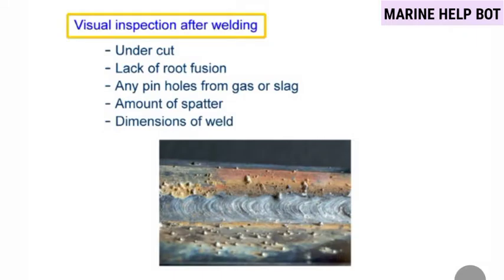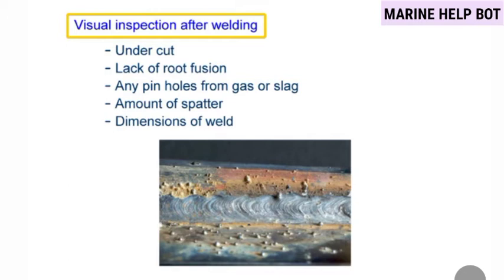So in this visual inspection, whatever we can see, visualize with our eyes, that comes under visual inspection. So after welding, like undercut, lack of fusion, any pinholes for gas or slag, amount of spatter, dimension of weld or misalignment, or any dirty particle on the workpiece. So whatever we are easily able to see with our eyes comes under visual inspection.